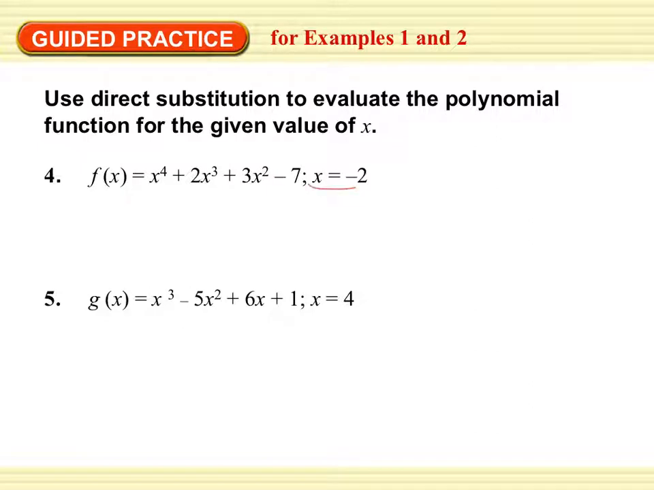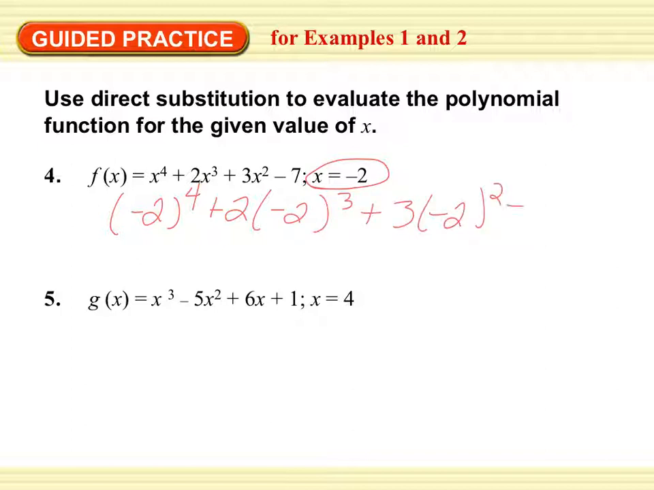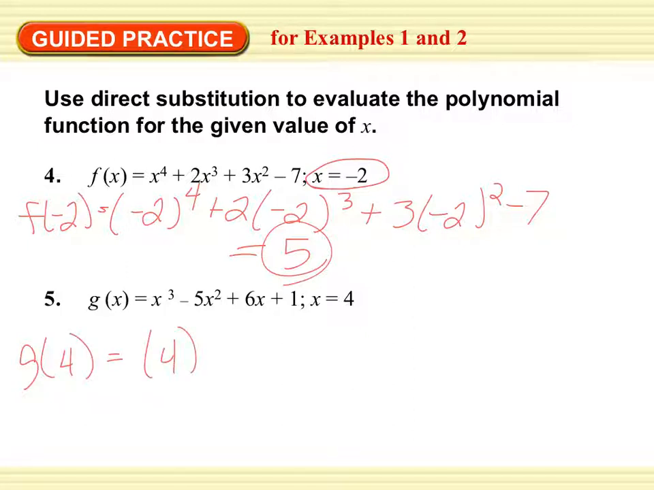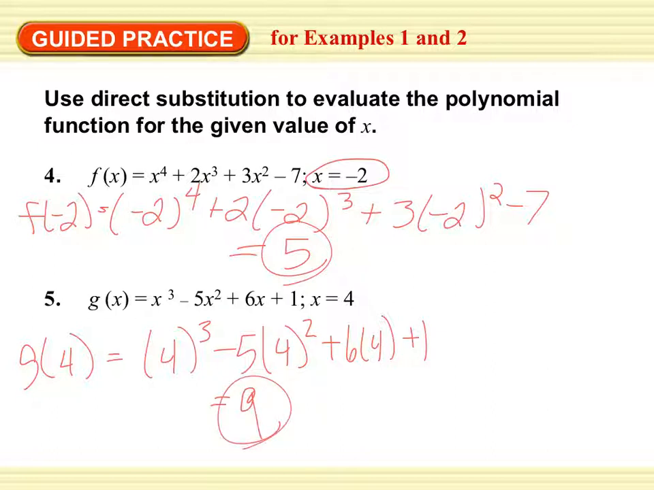Direct substitution. X is negative 2, so you can either store the negative 2 or just crunch some numbers, use lots of parentheses. When in doubt, add more parentheses. If you crunch all those numbers, you actually get an answer of 5. And how we'd write that is f evaluated at -2. Here we have g evaluated at 4. 4 cubed minus 5 times 4 squared plus 6 times 4 plus 1. This all gives you a 9. I don't know why there's a little fancy curly Q in there.